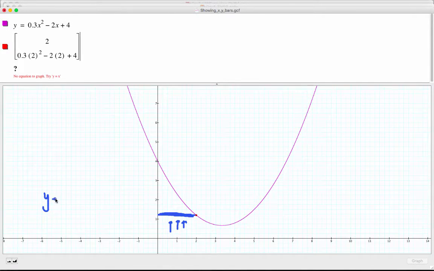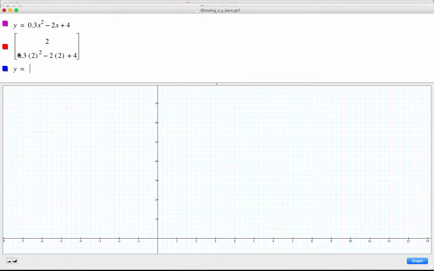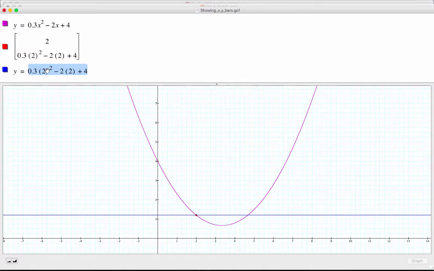So I have y equals, and what is the height of this? Well, the height of this is the same as this y-coordinate. So it's 0.3 times 2 squared minus 2 times 2 plus 4. I'm going to go ahead now, clear these notes and put that in. Y equals, and I can even just copy this. Good. That is what I wanted, except it's too long.